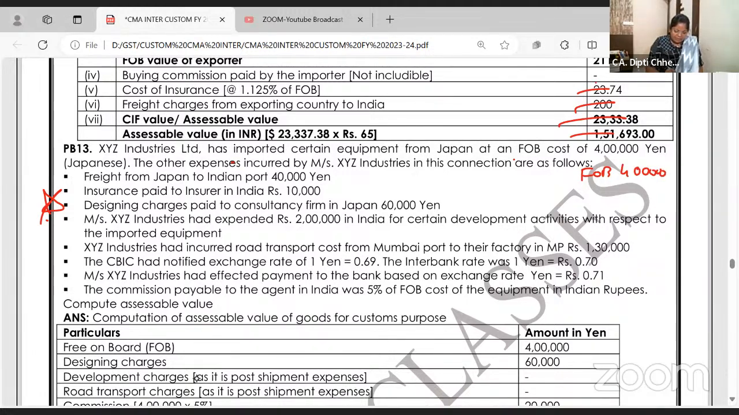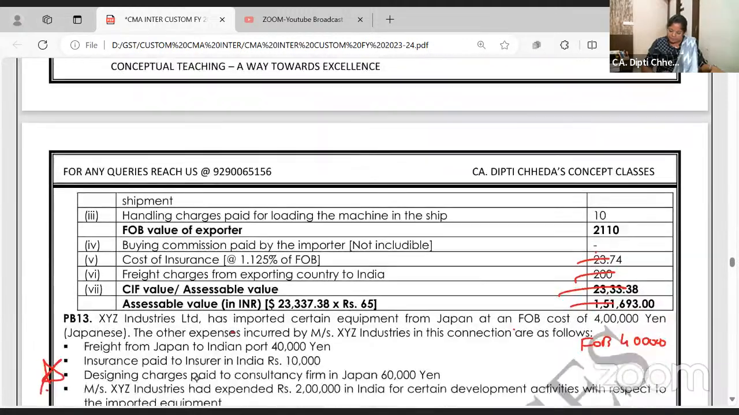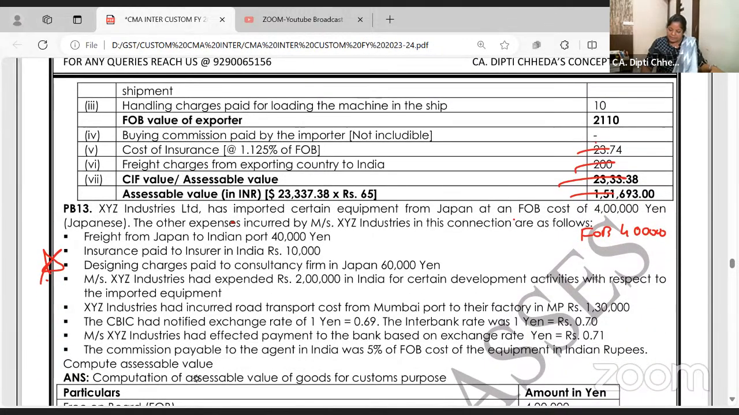Other expenses incurred are freight from Japan to India. Okay. Freight is from Japan to India. We will take it, but it is limited, how much will you take? 20%. Right now it is 40,000, no? 4 lakh yen. Okay. Insurance paid to the insurer in India is in rupees. Freight from Japan to India is 40,000 yen.